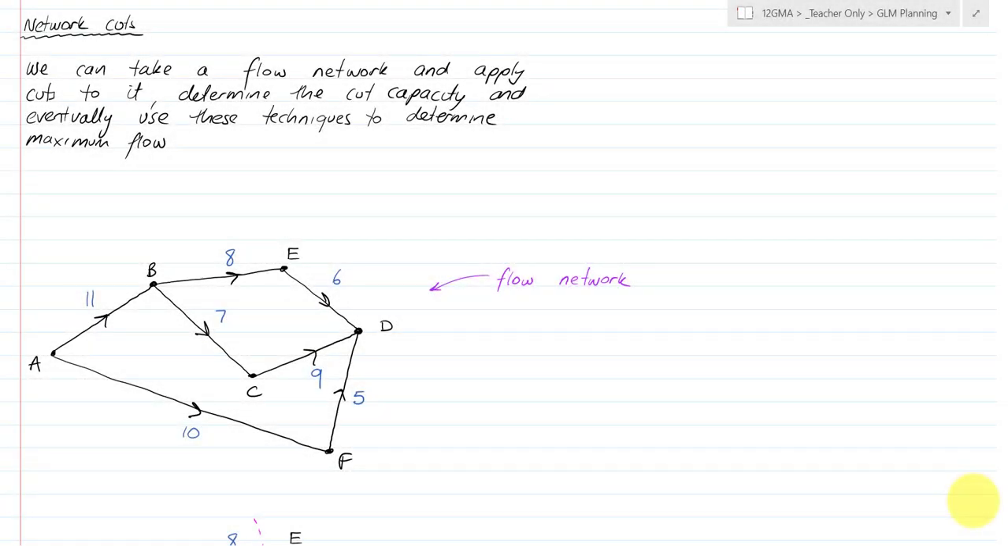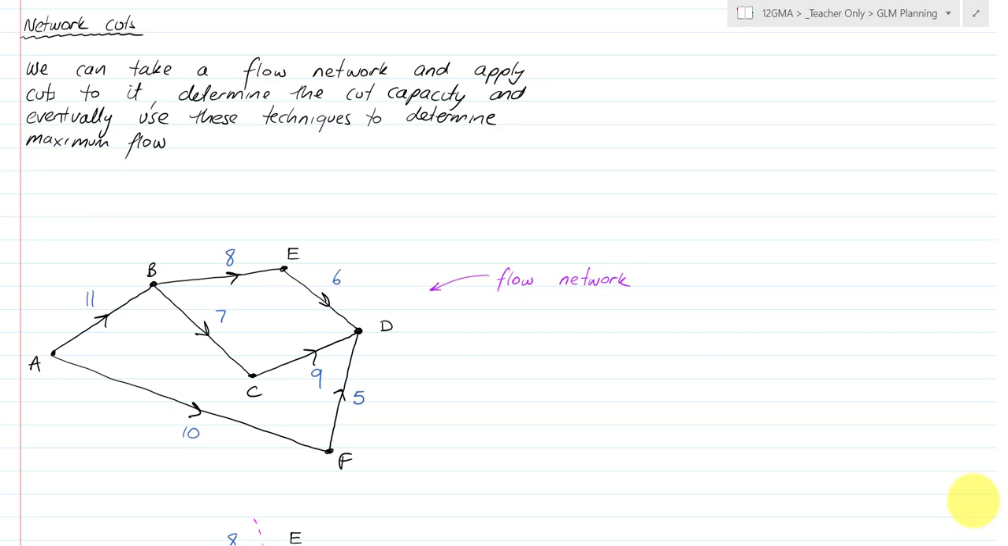Hi and welcome to video 9 in this series from Unit 4, Topic 3, Networks and Graphs of the General Maths curriculum. In this particular video I'm going to talk to you about network cuts and how we can use cuts on a flow network to determine the maximum flow. This is called the minimum cut maximum flow. If you can work out the minimum cut, then you've automatically worked out the maximum flow.